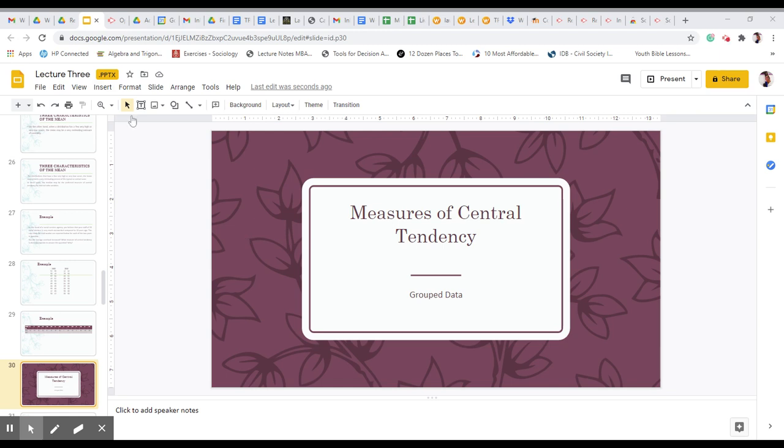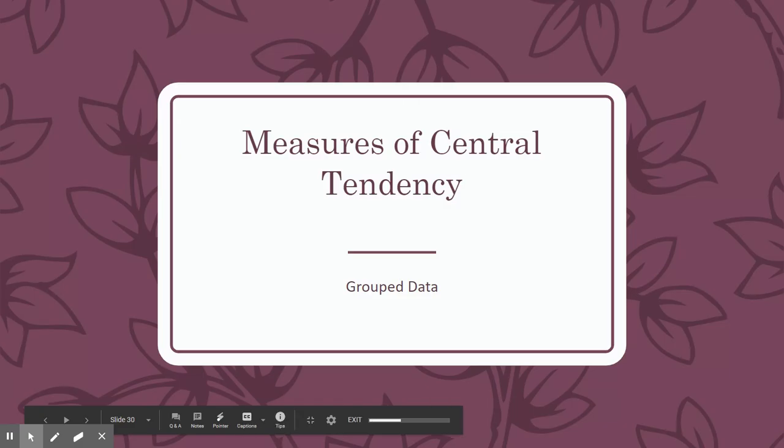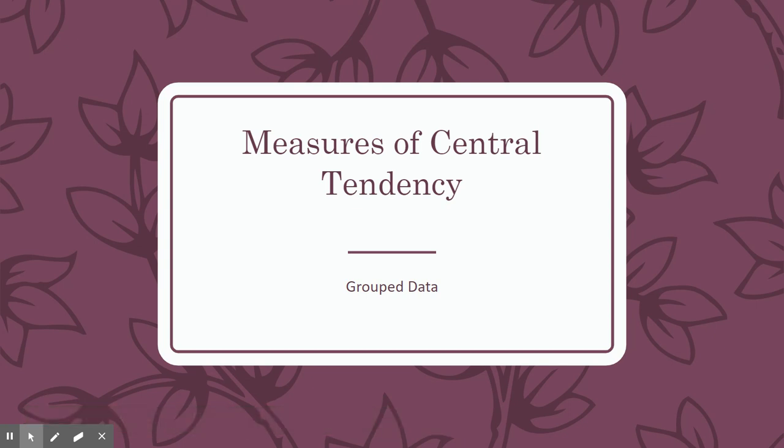Hello everyone. So I'm just making this brief recording for anyone who is having difficulty with the calculation of the mean for grouped data. That is, data that has already been grouped into a frequency distribution. And so we no longer have the individual values from which to calculate our mean.